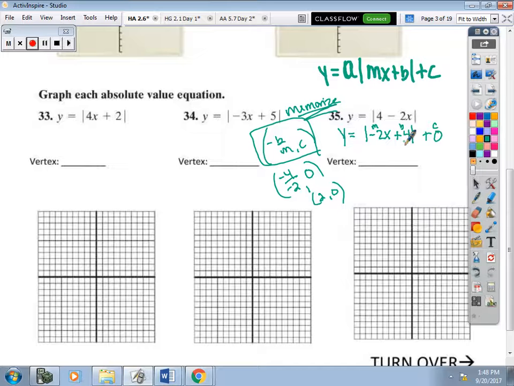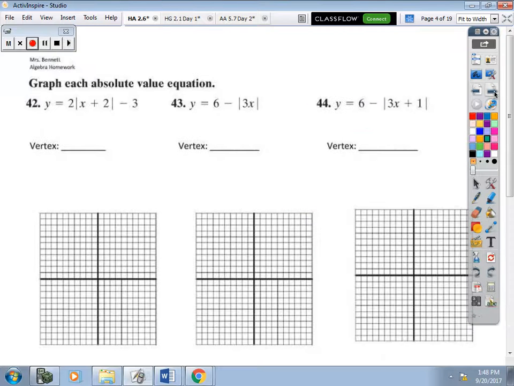And then once you got your vertex, of course, creating your table of values, putting that one in the middle, picking a couple of numbers smaller and a couple of numbers bigger, and then plugging them in by hand and evaluating. Once you get your points, plotting them. Okay? Which other ones do we want to go over? There were some tricky ones on the back, perhaps. We might have questions on. Jacob?